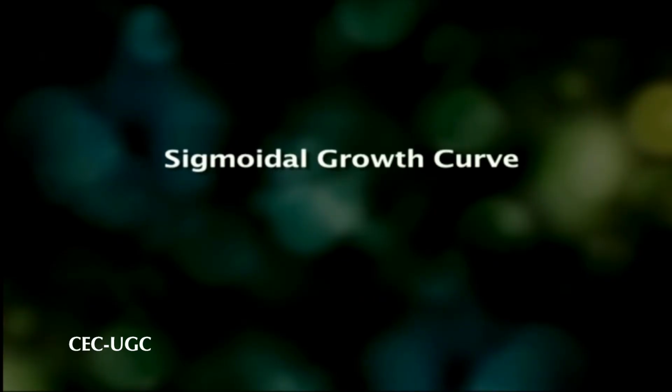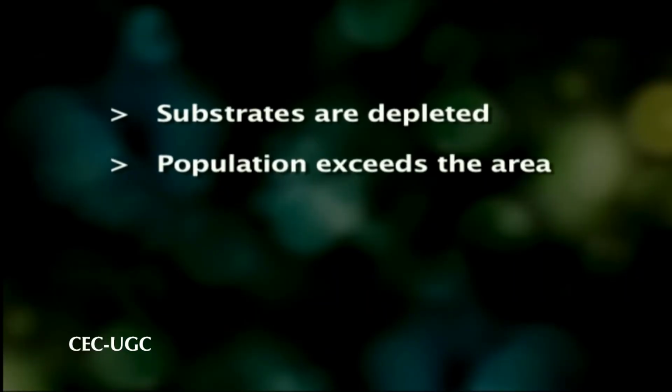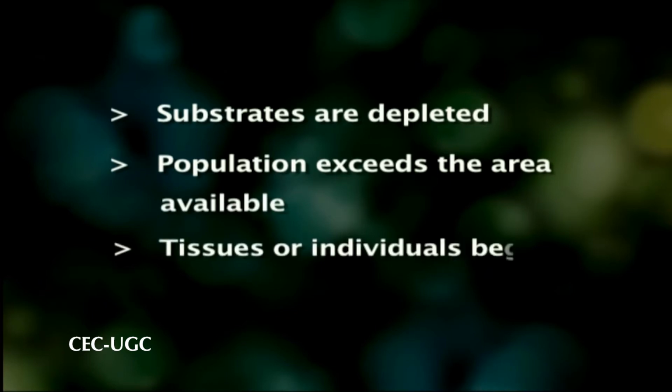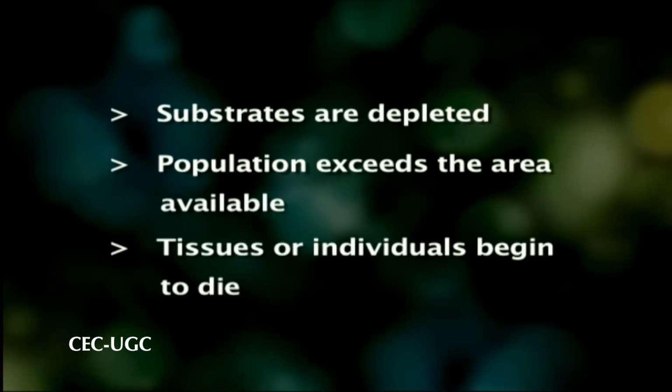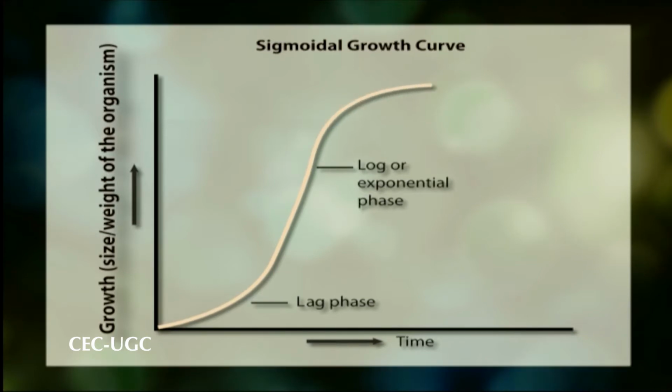And next we have the sigmoidal growth curve. Exponential growth can never be sustained indefinitely. Eventually substrates are depleted, the population exceeds the area available, tissues or individuals begin to die, and so on and so forth, which decreases the growth rate. Growth may still increase, but at a reduced rate. It may reach a steady state or growth may begin to decrease.